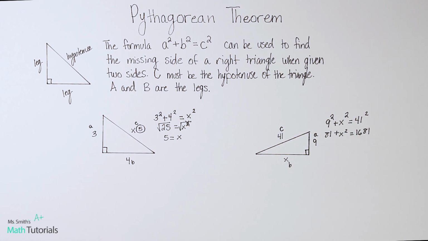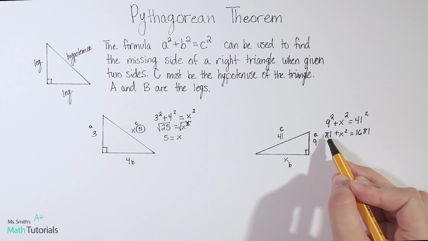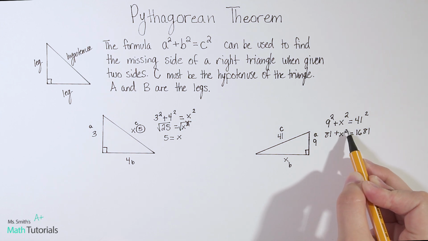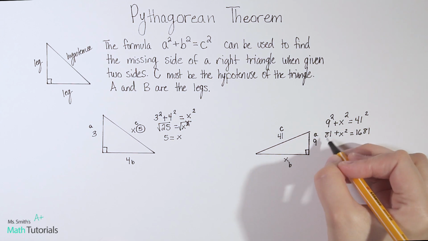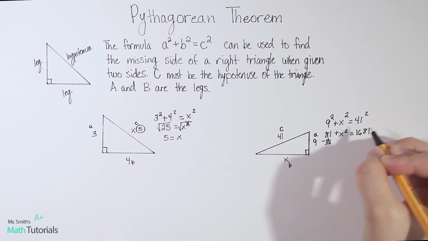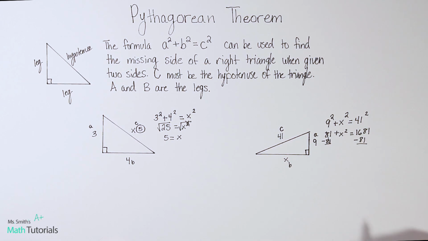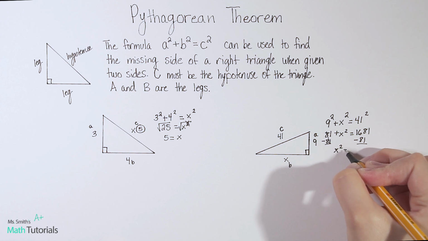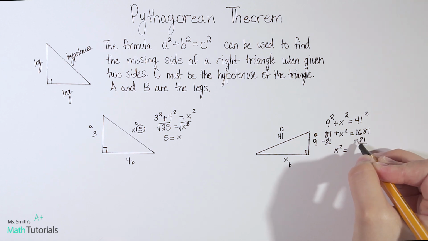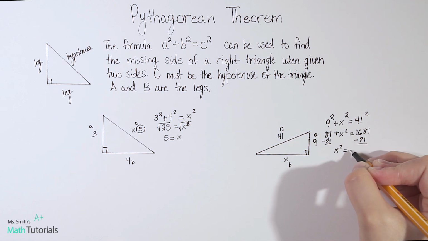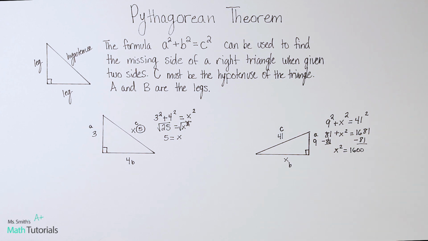Okay, now I do want to get my constants together. I want to leave my x squared alone. I want to get it alone, so I'm going to subtract 81. Now I get x squared equals 1681 minus 81. Well, that would leave me with just 1600.